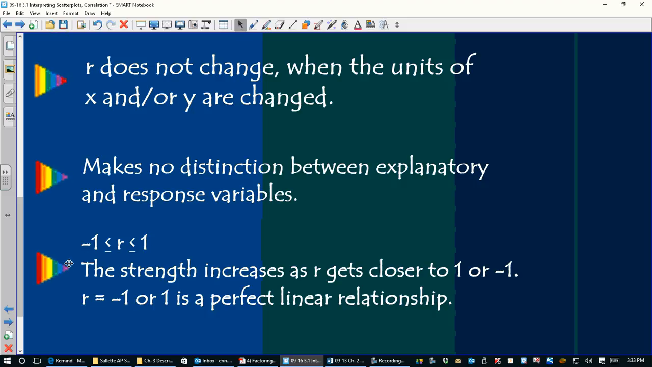R exists between -1 and 1. If R is 1 or -1, that is a perfect relationship. So it would be perfectly linear if it were an R equals 1 positive, and it would be perfectly linear traveling in the negative direction if it were a -1.